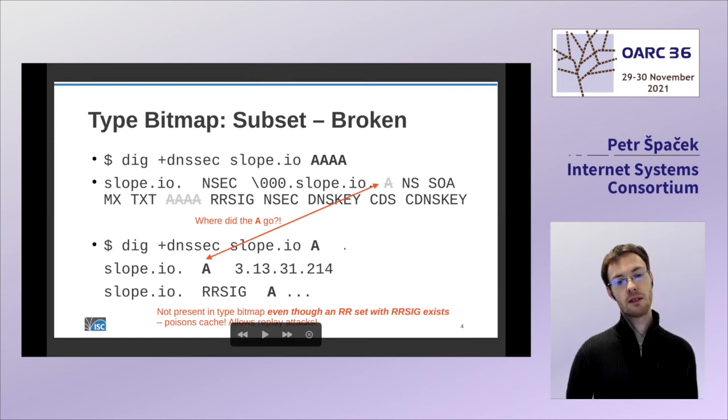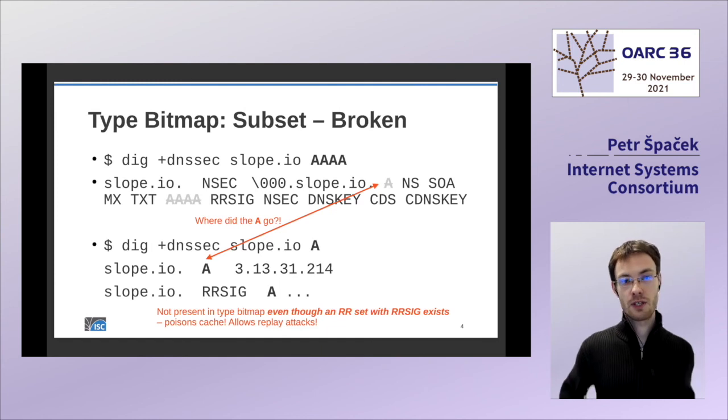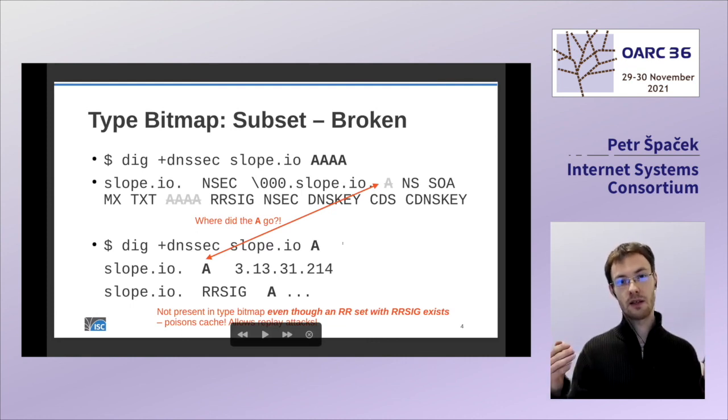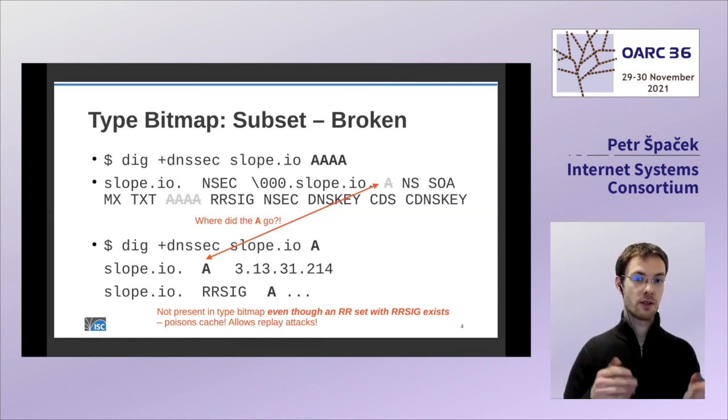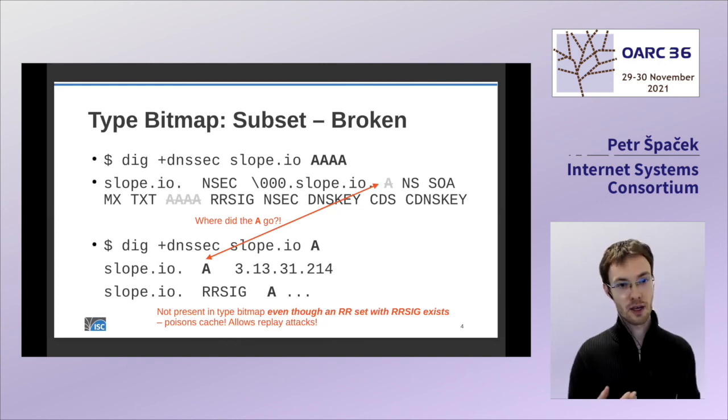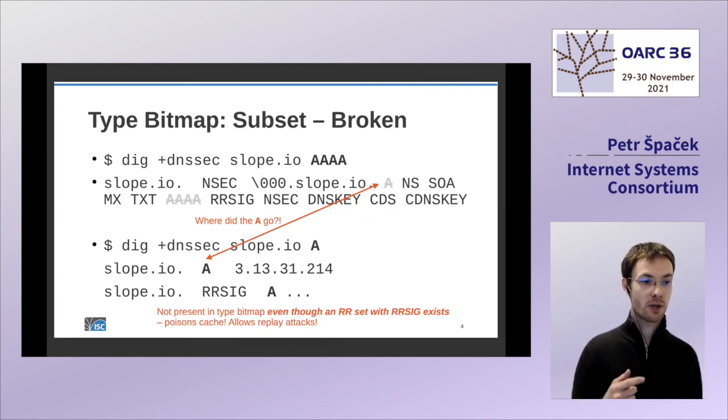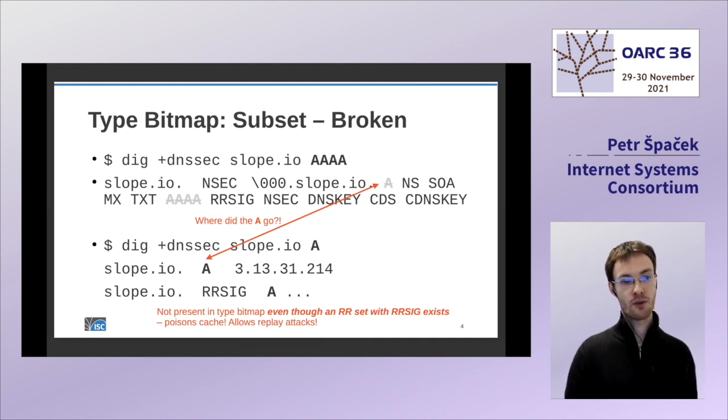Okay. The problems start when someone takes a shortcut and uses a type bitmap which doesn't contain all the types which are present. Cloudflare is sending all the types which are present plus some types which are not actually there, which is not a problem. Here we have a subset of types, so the type bitmap is not listing all the types. For example, the client is asking for AAAA, and the answer coming back has a proof of non-existence which doesn't list A and AAAA. So neither A nor AAAA should exist according to this proof of non-existence.